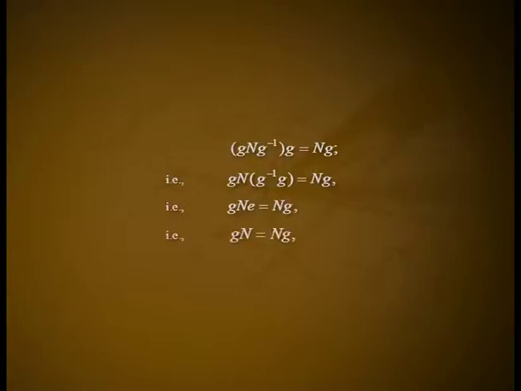Theorem 5. The subgroup N of G is a normal subgroup of G if and only if every left coset of N in G is a right coset of N in G. Proof. If N is a normal subgroup of G, then for every g in G, g N g inverse is equal to N, and hence g N g inverse into g is equal to N g. That is, g N is equal to N g. And so the left coset g N is the right coset N g.